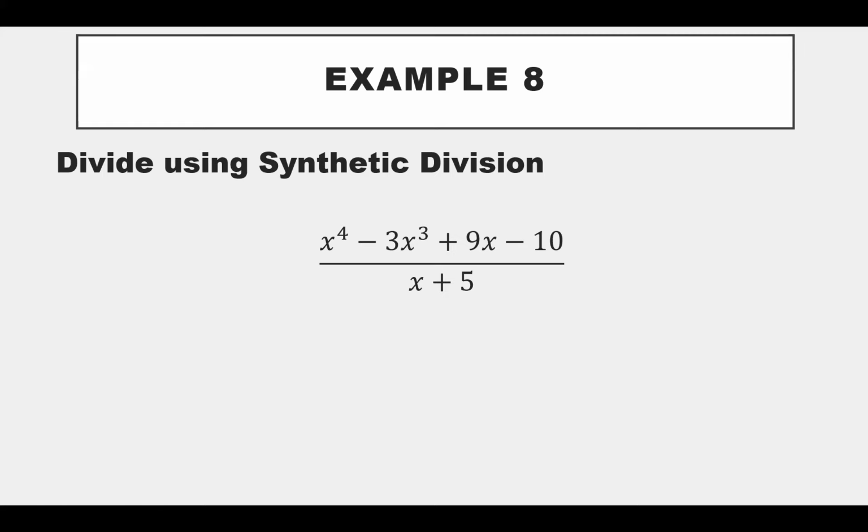Let's check out one more example. Let's divide using synthetic division, and from that, let's just decide if -5 is a 0 of the polynomial function f of x equals x to the fourth minus 3x to the third plus 9x minus 10. Push pause on the video if you'd like to do that on your own. I will do it in a couple of seconds.